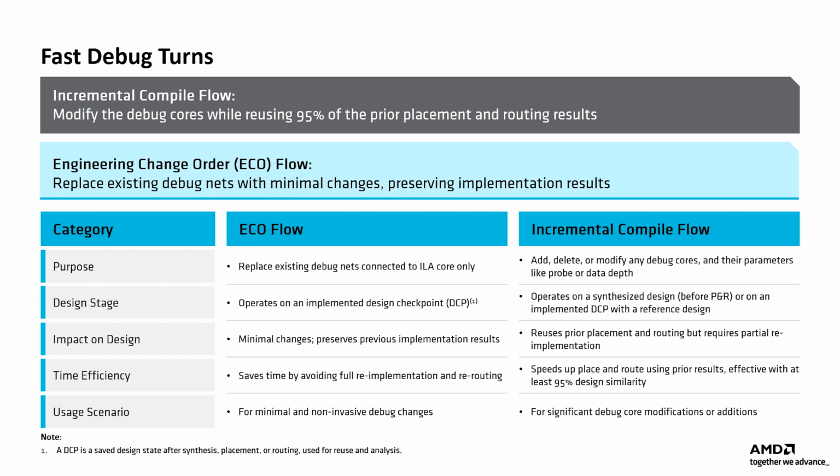The ECO flow focuses on replacing existing debug nets with minimal changes, ensuring previous implementation results are preserved. Unlike the incremental compile flow, the ECO flow is applied to already implemented design checkpoints. It is best suited for minimal and non-invasive debug changes, such as replacing debug nets connected to the ILA core. By avoiding full reimplementation and rerouting, this flow saves valuable time while ensuring minimal impact on the overall design. The comparison table highlights the differences between the ECO flow and the incremental compile flow.